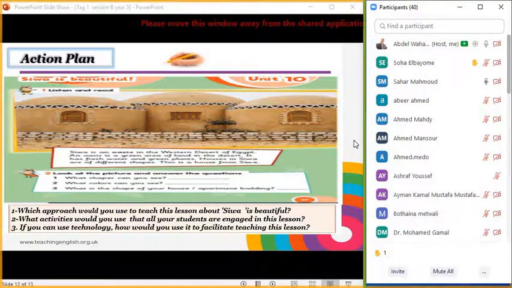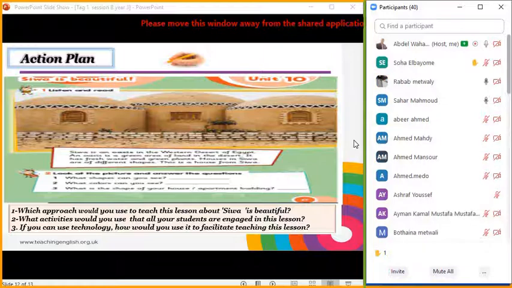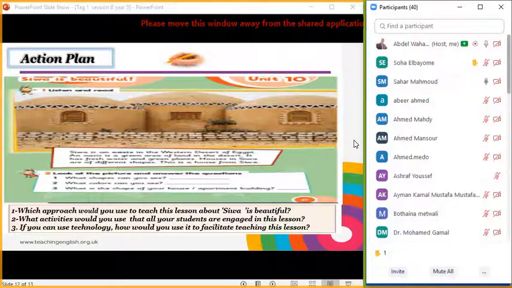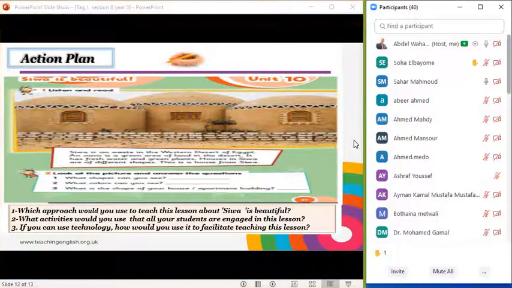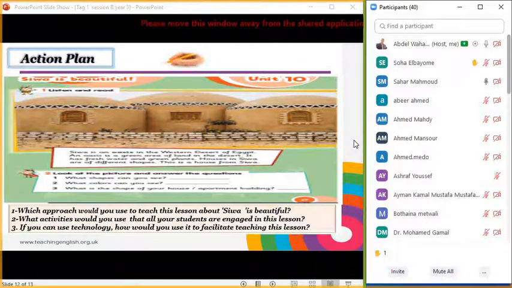Then in the presentation stage, the teacher can give the students a video, or let them watch a video about the oasis or about Siwa. While watching the video, the students take notes about their progress. Then he can ask them what they got from this video, what they learned about Siwa, and what the video adds for them.